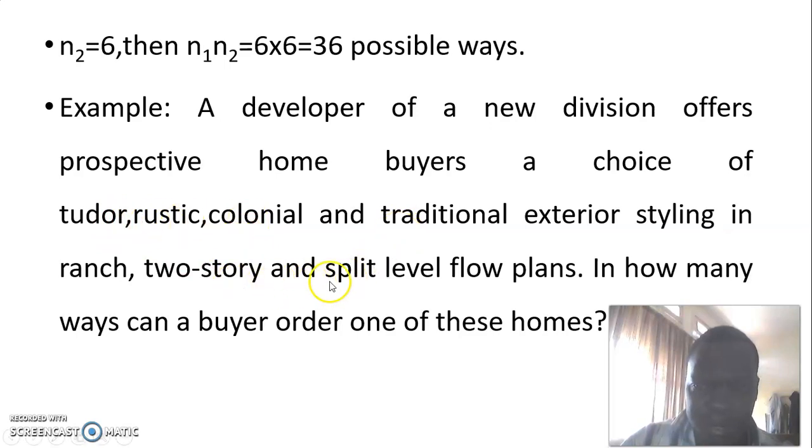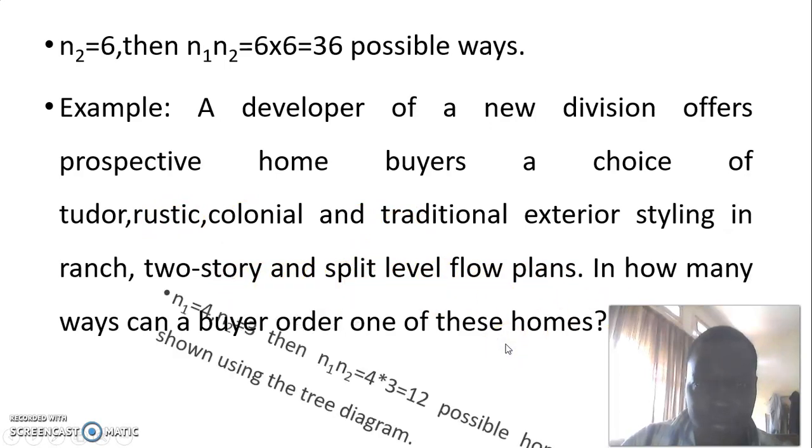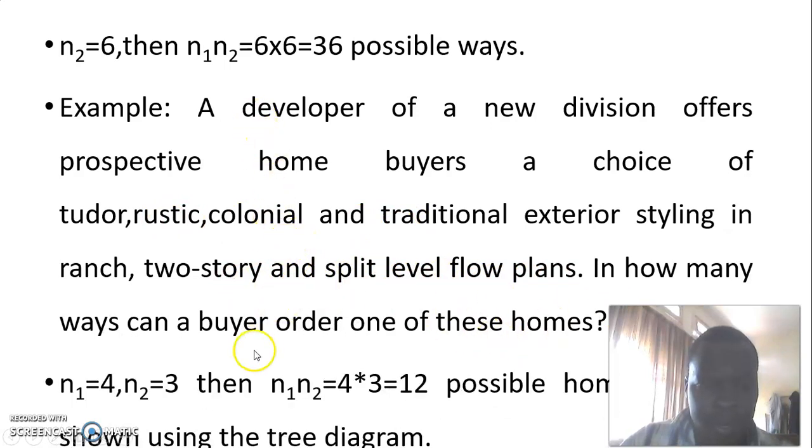And then the floor plans, there are 3 ways. Therefore, the possible homes can be shown using a tree diagram. However, the possible homes that can be chosen is equal to 4 times 3, which is equal to 12 possible homes that the home buyer is able to choose from.